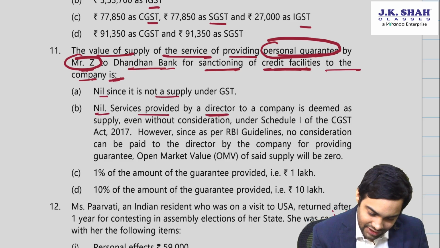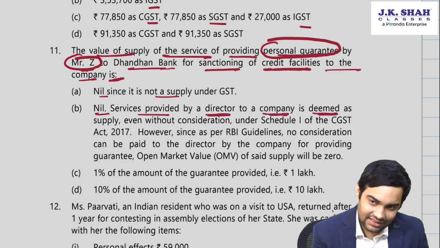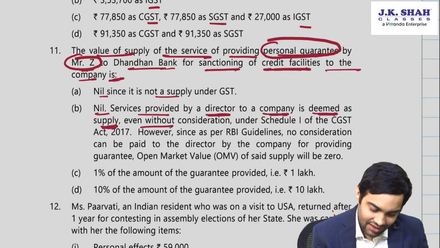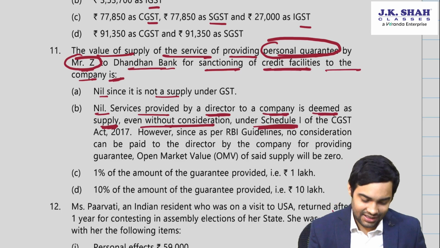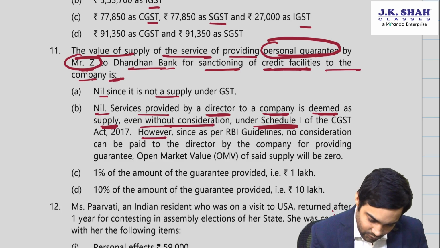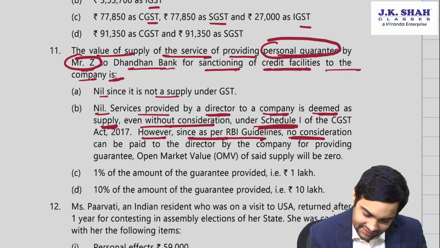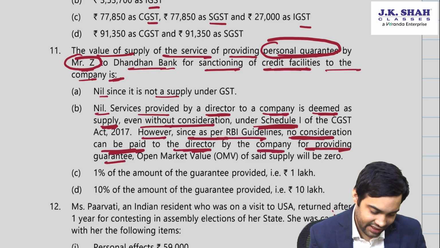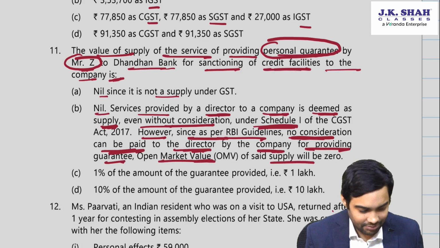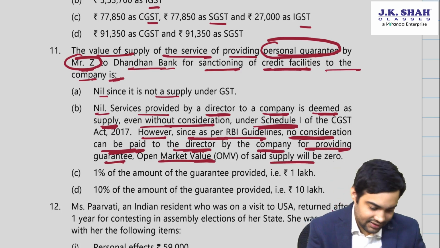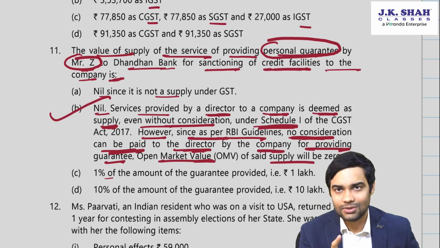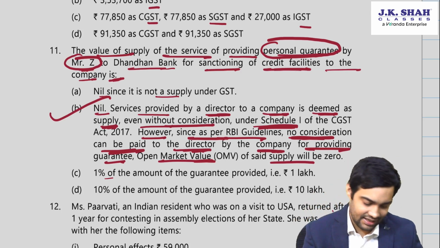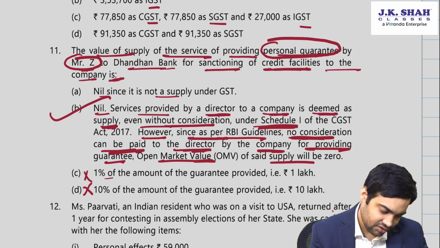Nil, services provided by a director to a company is deemed as a supply even without consideration under Schedule 1 because the director would be considered as a related party. However, since as per RBI guidelines, no consideration can be paid to the director by the company for providing guarantee, the open market value of the said supply will be 0. So the answer would be 0. You don't have to do 1%. If it was a corporate guarantee, then the value would be 1% or amount charged, whichever is higher. 10%, no, this is also wrong. So the answer would be B.